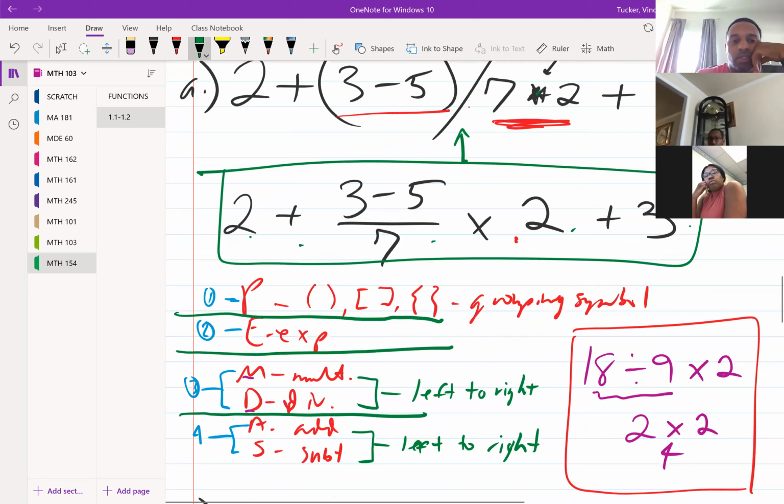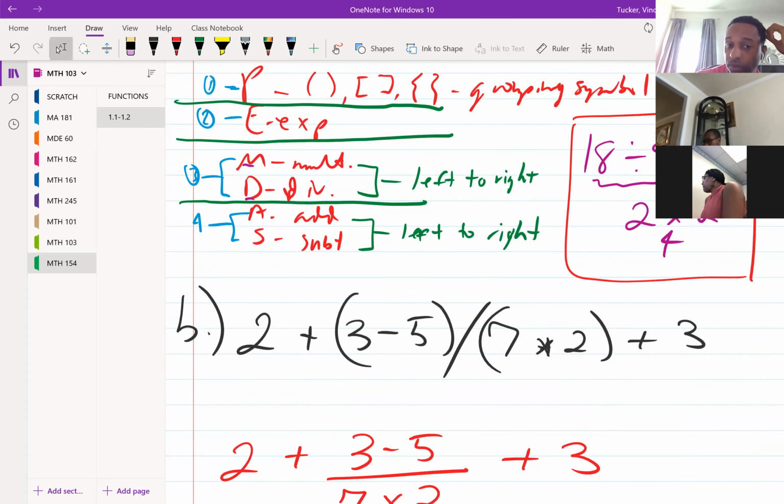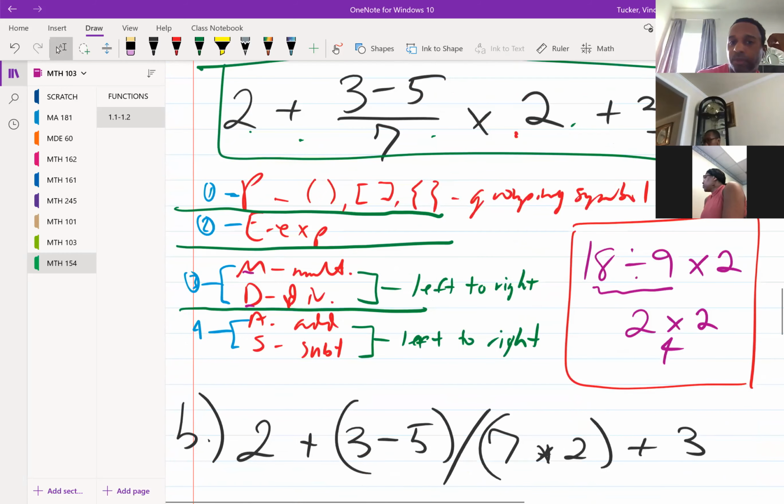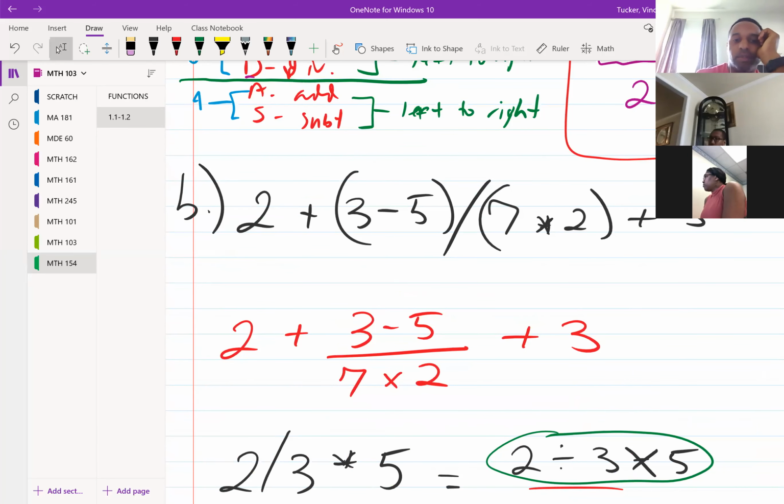All right, so let's do another one. So here we see the difference. We have 2 plus 3 minus 5, the quantity of 3 minus 5 divided by 7 times 2 plus 3, and there's a parentheses around the 7 times 2. And before, notice there was not a parentheses. So the way we would write that one, we would do 2 plus 3 minus 5 over 7 times 2, and then that's plus 3. So those parentheses make all the difference in the world.